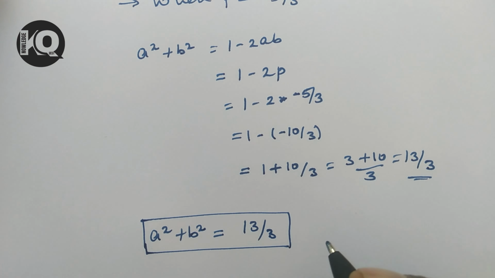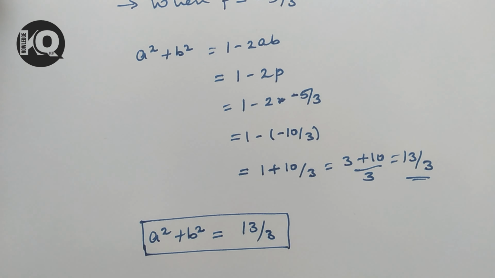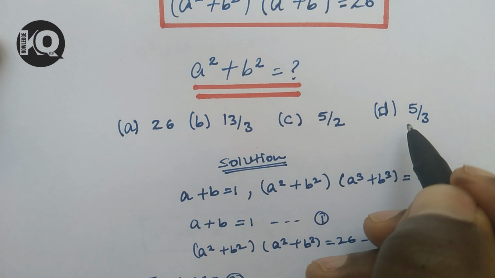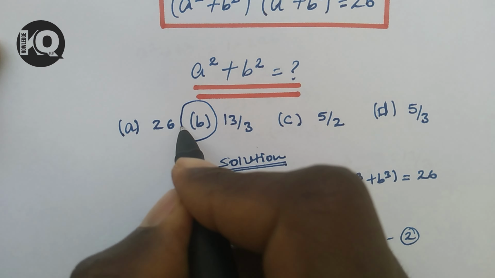So let's check the given alternatives. We have A 26, B 13 over 3, C 5 over 2, D 5 over 3. So our answer will be B, which is 13 over 3.